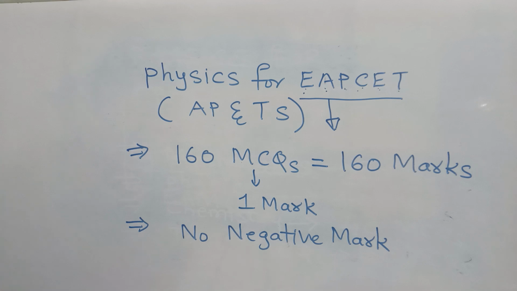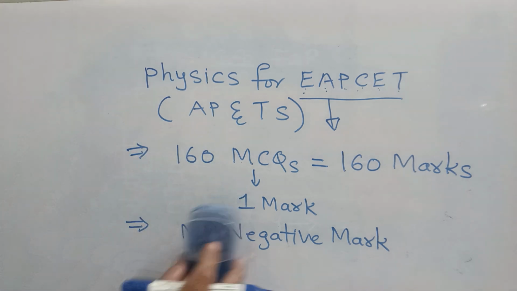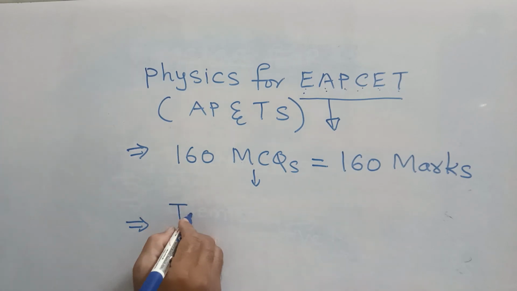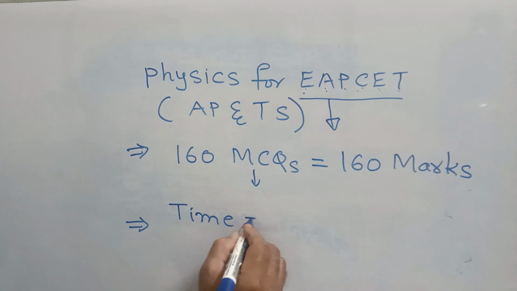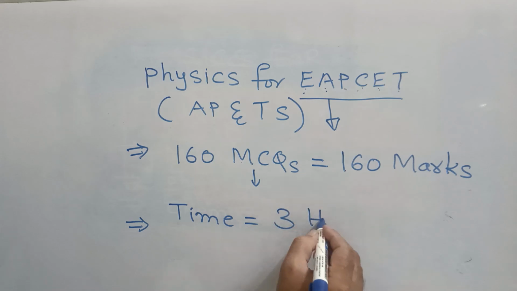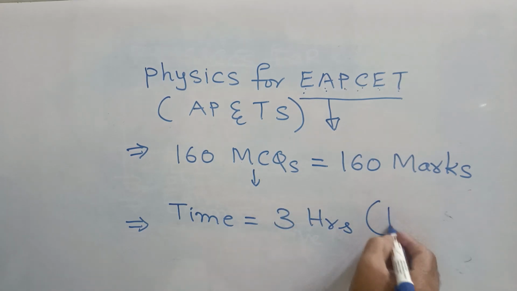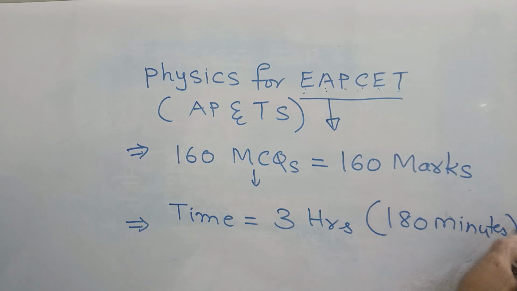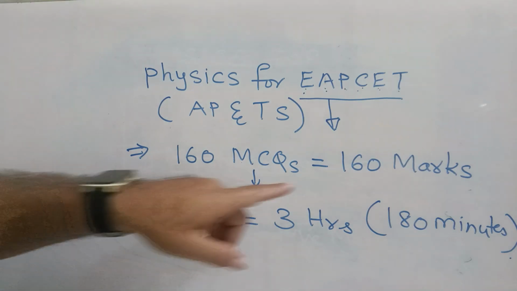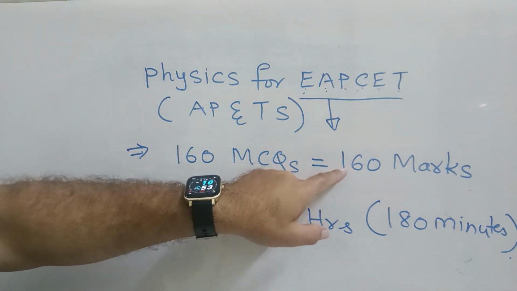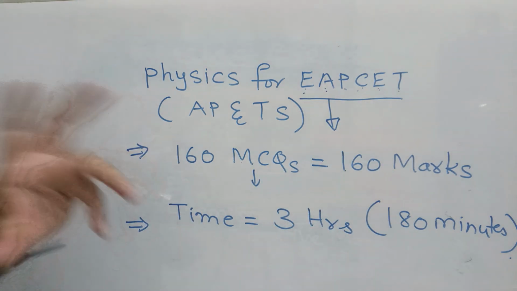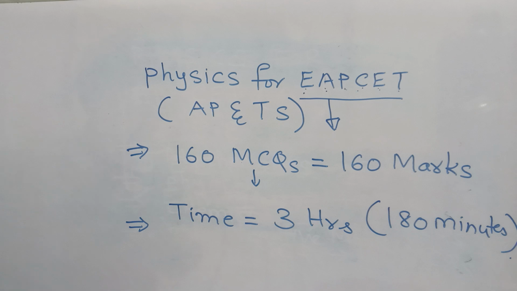What is the time duration? It is 3 hours. Remember that the allotted time is 3 hours, nothing but 180 minutes. You will be given 180 minutes of time. Therefore, 160 questions, 160 marks, and 180 minutes. We have to cover up with time also. The time is a very important parameter.